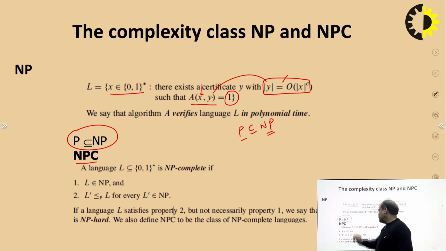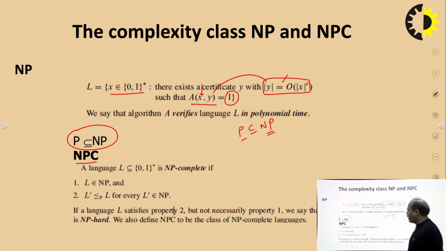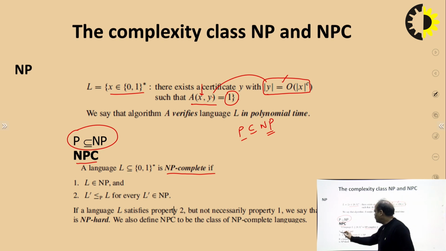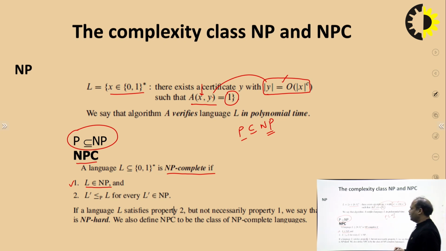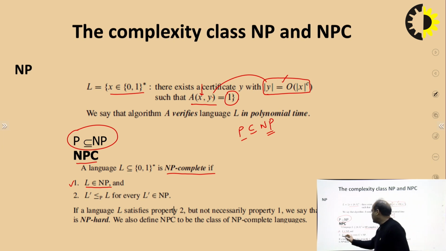The third category is NP complete. A language L is NP complete if, first, it is in NP. That means given the certificate, it can be verified in polynomial time. And the second condition is that all the languages can be polynomially time reducible to L. This is the language we are checking for its completeness. Any other language can be polynomially reducible to L. That means no one is harder than L.